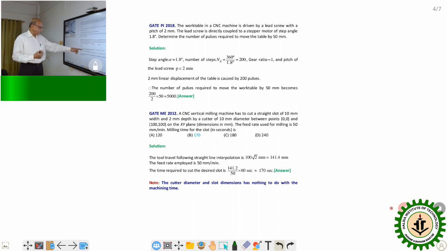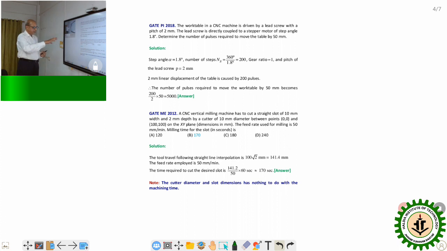And the feed rate employed is 50 millimeter per minute. Since there is no acceleration or deceleration, the time required to move the tool along this straight line trajectory from 0, 0 to 100, 100 will be 141.4 by 50. If you want to express it in seconds, it has to be multiplied by 60. So this will be approximately 170 seconds. There are 4 options, so eventually option B is correct.